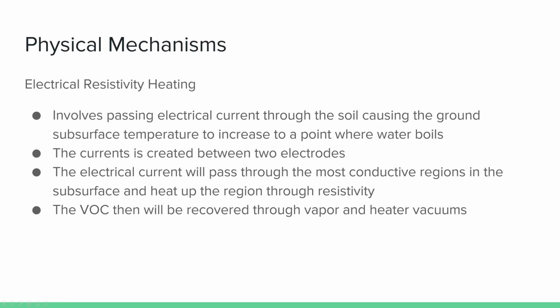And since electricity can only pass through conductive material, the current will take a path through the conductive material, causing that to heat up through resistivity, which in turn causes the surrounding non-conductive area to also heat up, which allows the groundwater and the contaminants to boil to a point where they're vapor, and then that allows the heater vacuum to suck up that steam, which we can send towards the treatment facilities.